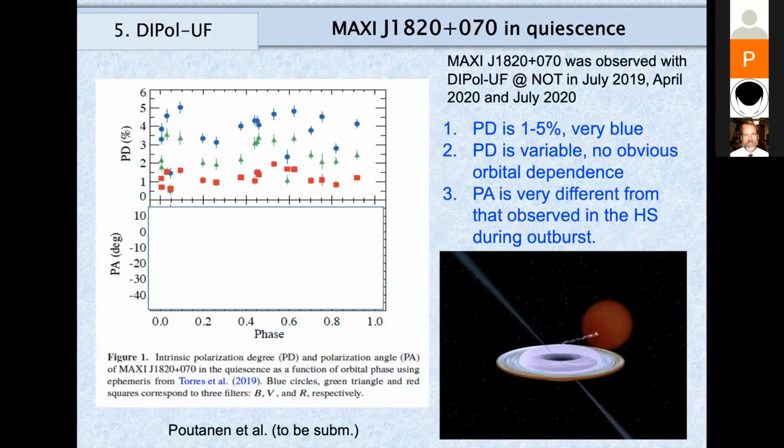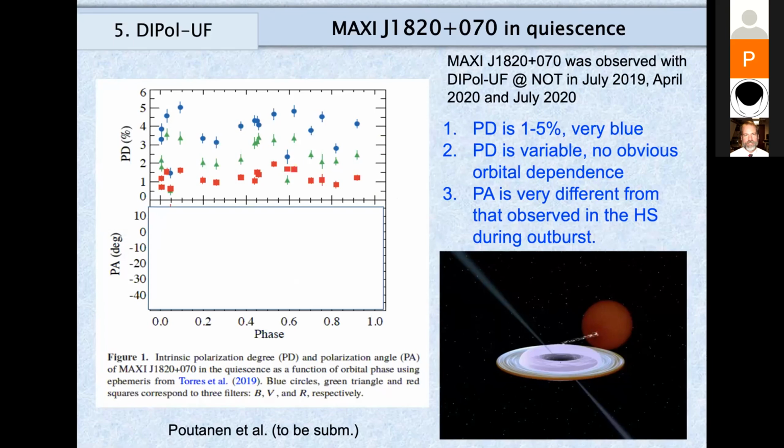And then we go to the quiescence. In the quiescence, we observed the source 3 times, on 3 different occasions. First when the DIPOL-UF was installed at the Nordic Optical Telescope in July 2019, then we observed again in April 2020, and then the last time in July 2020. Actually, we observed a number of other times, but the source wasn't really in the quiescent state, but probably in some failed outburst.